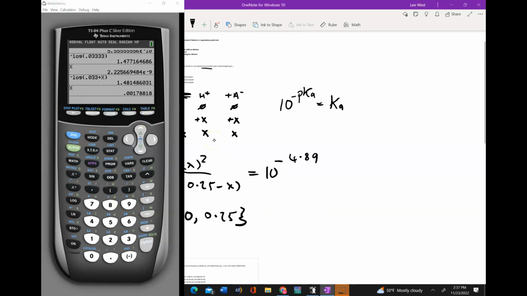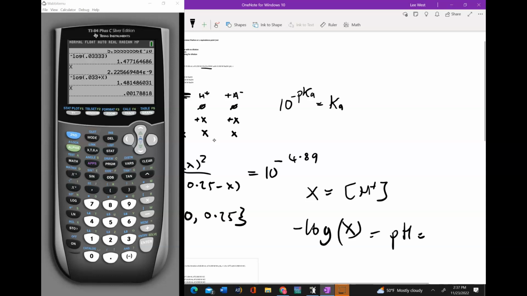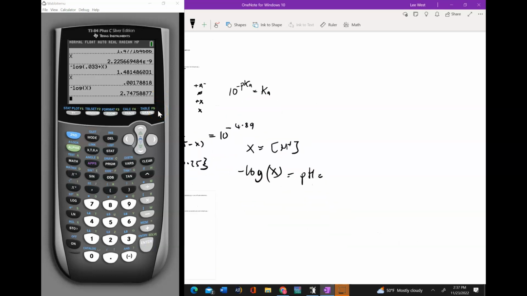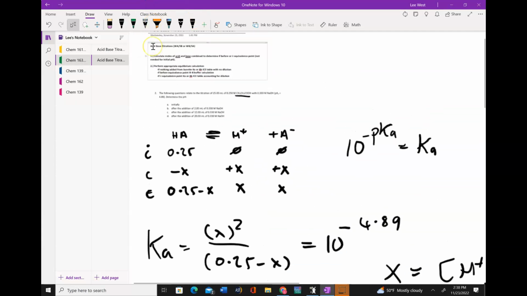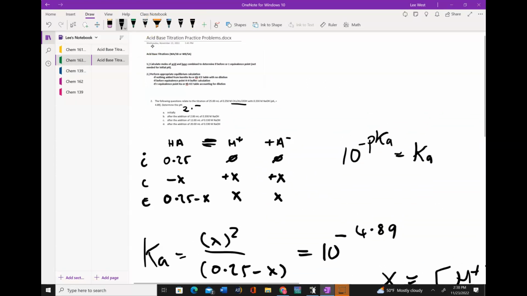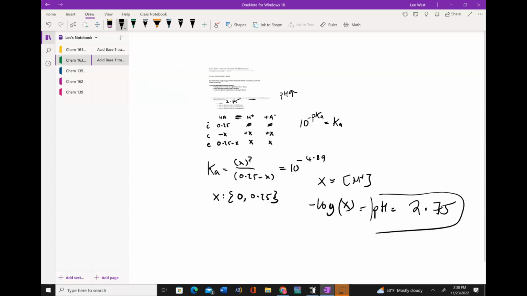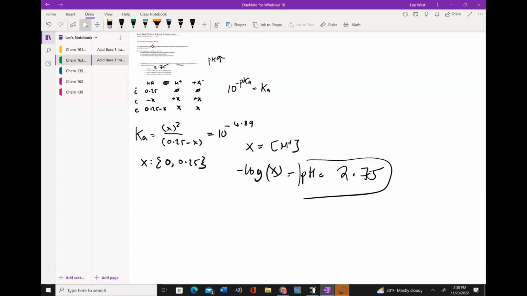Now x in this case is equal to my hydrogen ion concentration. So negative log of x will give me my pH. So negative log x, and 2.75. Okay, it's acidic, right? So it's a weak acid solution, so that's exactly what we would expect. So everything looks good. As we add the base, we're expecting that the pH is going to go up. So whatever values we get from here should be bigger than 2.75.